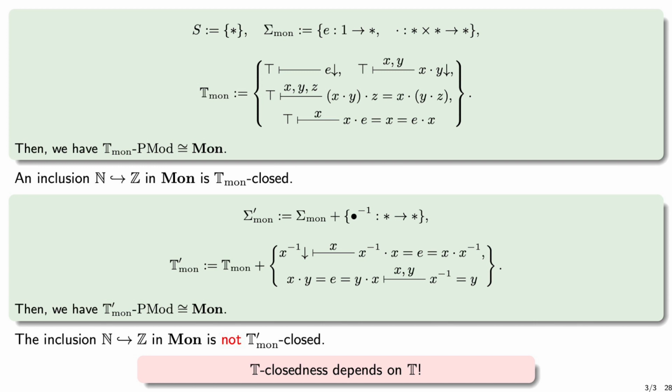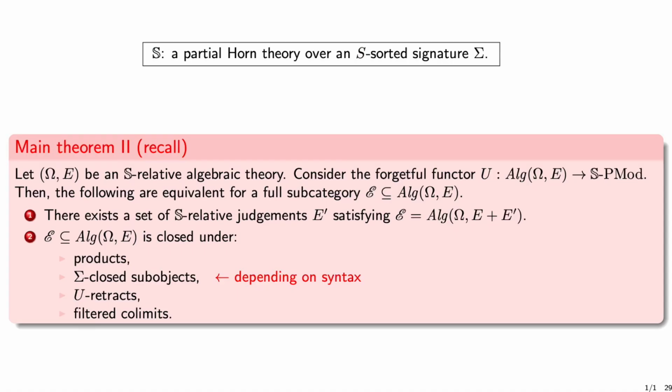Therefore, T-closeness is not a categorical property, but depends on how we take the syntax T. So, this is just like so. In the co-closeness condition of our theorem, only the sigma-closed subobject depends on the choice of partial theory S. This is a notable feature of our theorem, while in the original version of Birkhoff theorem, all the closeness conditions are independent of syntax.